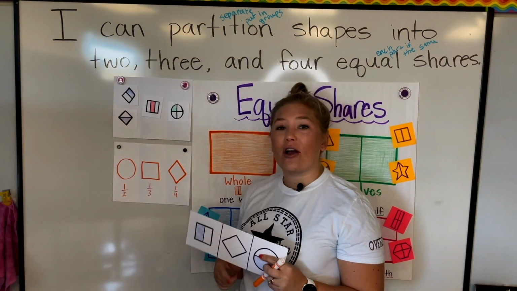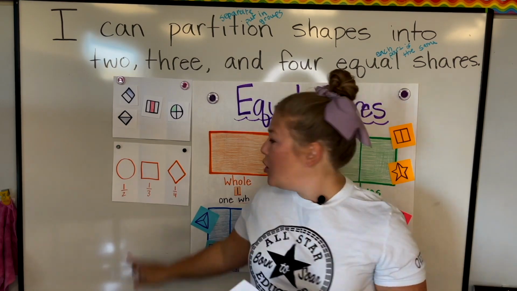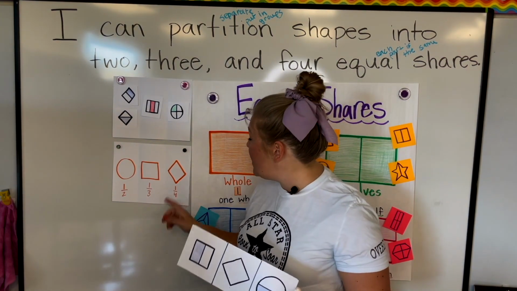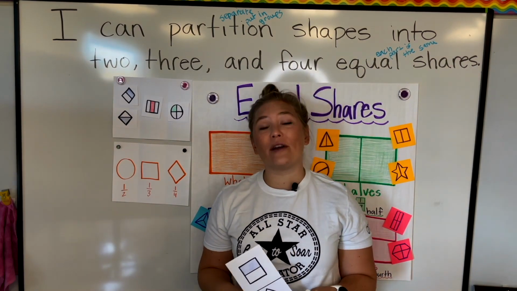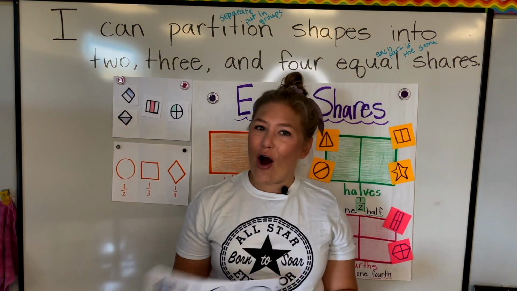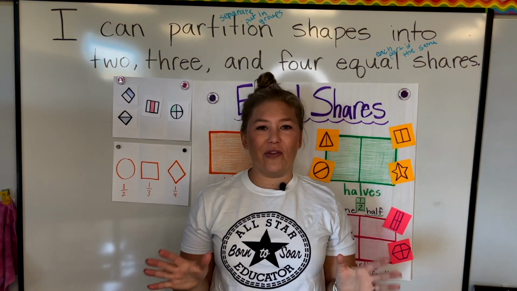And then you're going to draw your square with 3 equal shares. And then you're going to color 1/3 of your square. You're going to then take your rhombus and put it into 4 equal shares and color 1/4 of your shape. I'm so excited to see your shapes when you are all done.